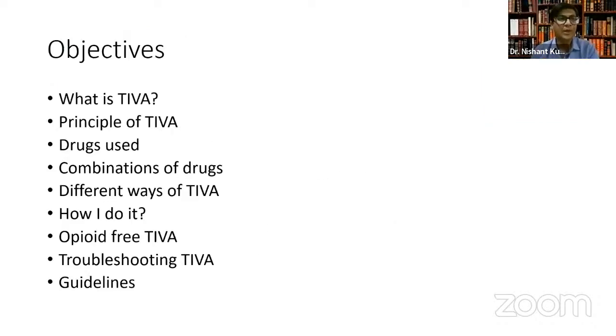Now, the objectives of today's presentation would be: what is total intravenous anesthesia, that is TIVA, principles of TIVA, drugs used, TCI (target controlled infusion) principles, combinations of drugs, different ways of TIVA, how I do it, opioid-free TIVA, troubleshooting TIVA, and what the guidelines say about the practice of total intravenous and target controlled infusion anesthesia.